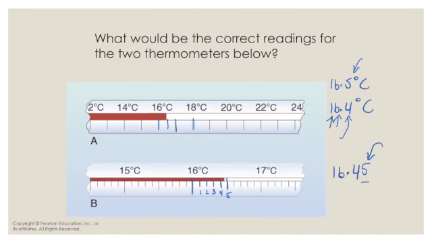Now, someone may have looked at thermometer A and said, no, I could have said 16.45. I know I could have. That's exactly what it looked like to me. But you can't do that. You can only estimate one more past the markings that you're provided. So you're not allowed to estimate 2 places.